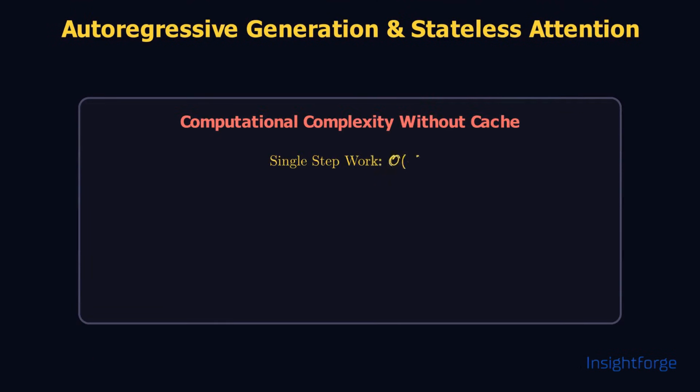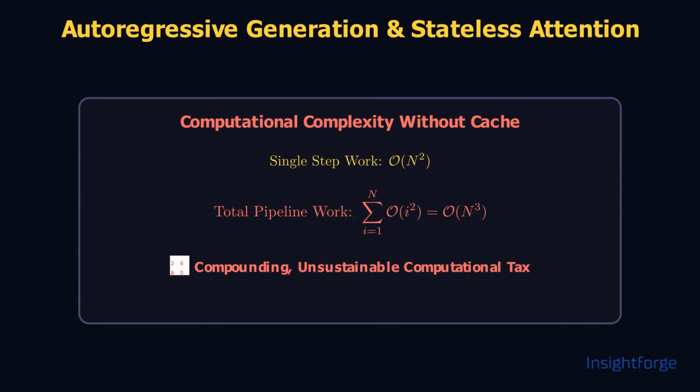As the sequence length n grows, the work required for a single generation step scales quadratically as O of n squared. But because this happens for every single token we generate, the total work across the entire generation pipeline explodes to O of n cubed. This is an unsustainable, compounding computational tax. What if the model could simply remember the past instead of recomputing it?